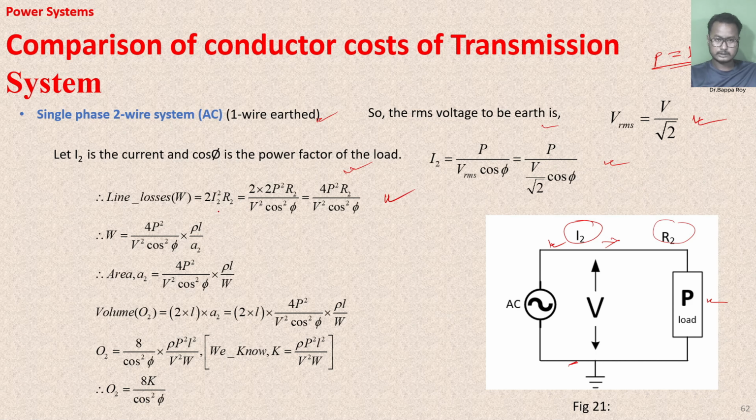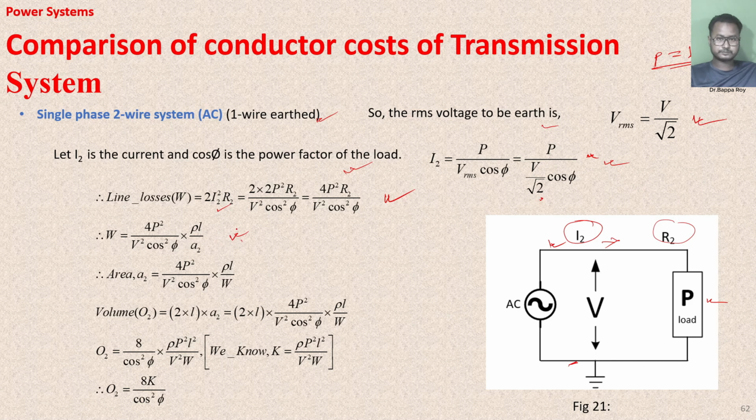The I2 value is P by V root 2 cos phi. When it is squared, root 2 square comes as 2. Is it clear now?